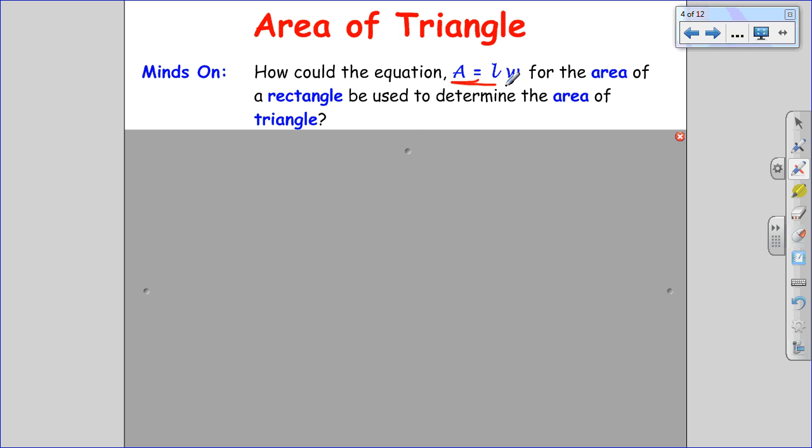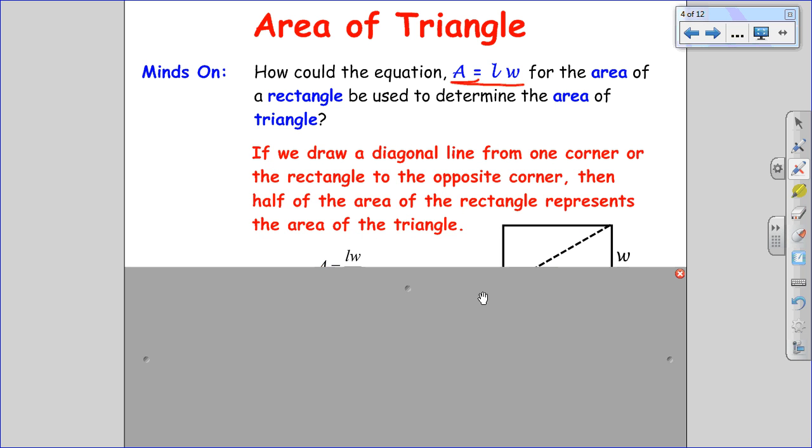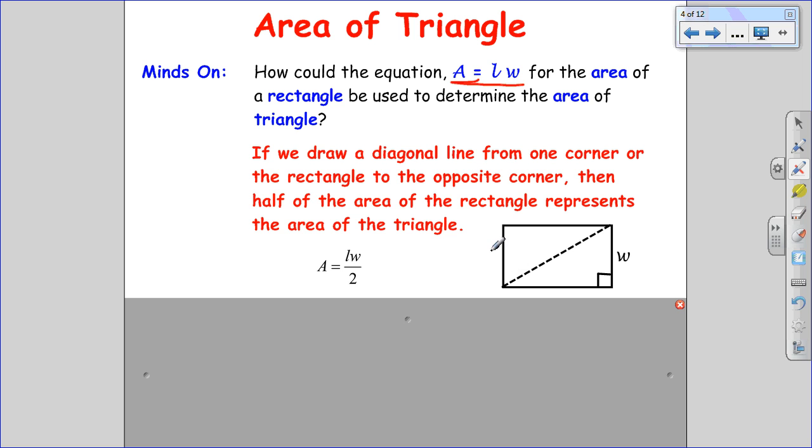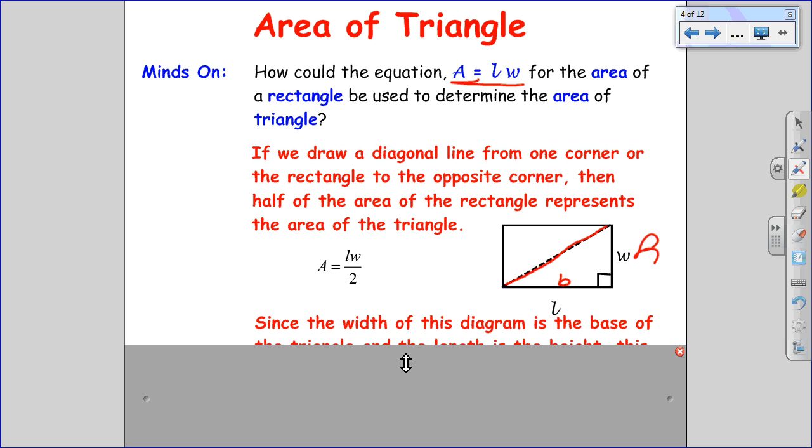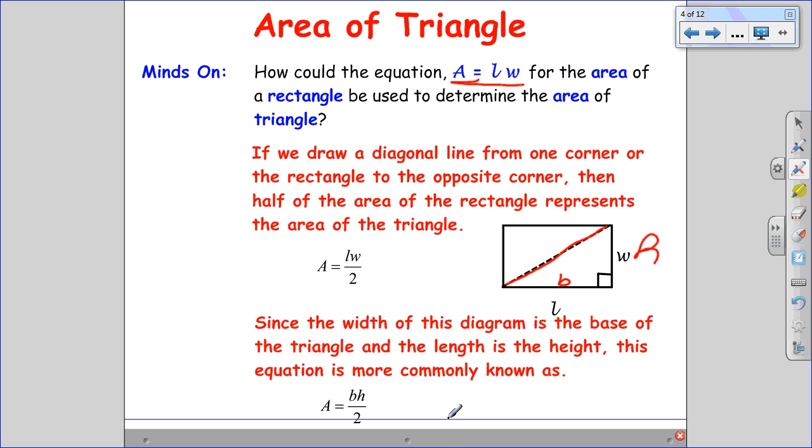Now, how can we use this equation for the area of a rectangle? Or sorry, for the area of a triangle. How can we use the area of a rectangle to find the area of a triangle? Pause the video, draw a picture, and think about it. Hopefully, you drew a diagonal line across and realized that if I cut the rectangle in half, I have two triangles. So the area of a triangle will be half the area of the rectangle, where the length would really be the base and the width would really be the height of the triangle. And those are the two sides that cross at a 90-degree angle.